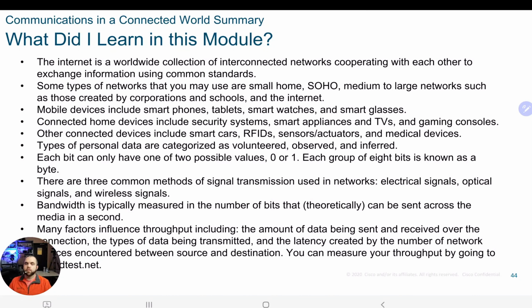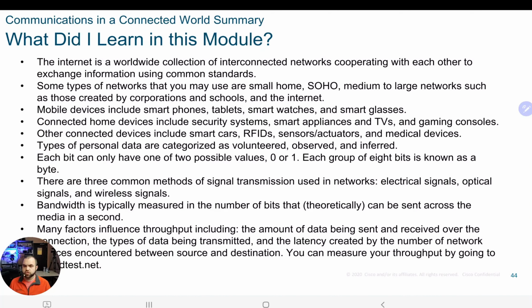Each bit can only have one of two possible values, a 0 or a 1. And when you put 8 of those bits together, it becomes a byte. Okay, so that should be in your notes. There are 3 common methods of moving those bits around. Electrical signals using copper, like a network cable that you're used to seeing. Optical signals, and that's going to be your fiber. Then there's wireless signals, which is like your Wi-Fi or your wireless point-to-point.